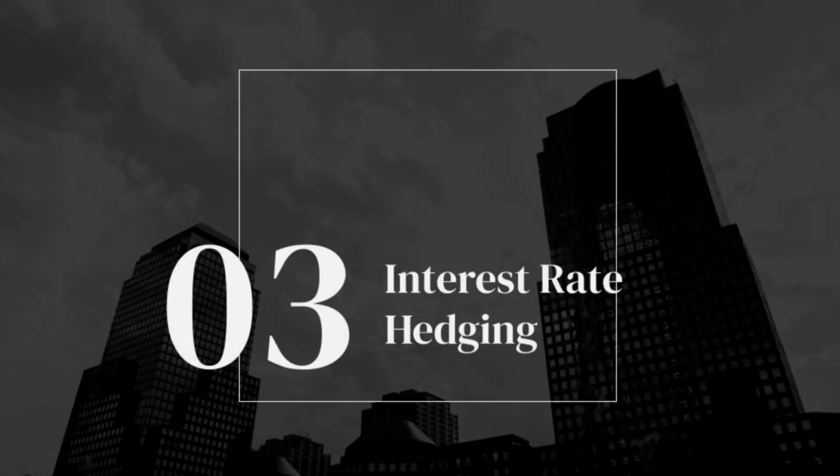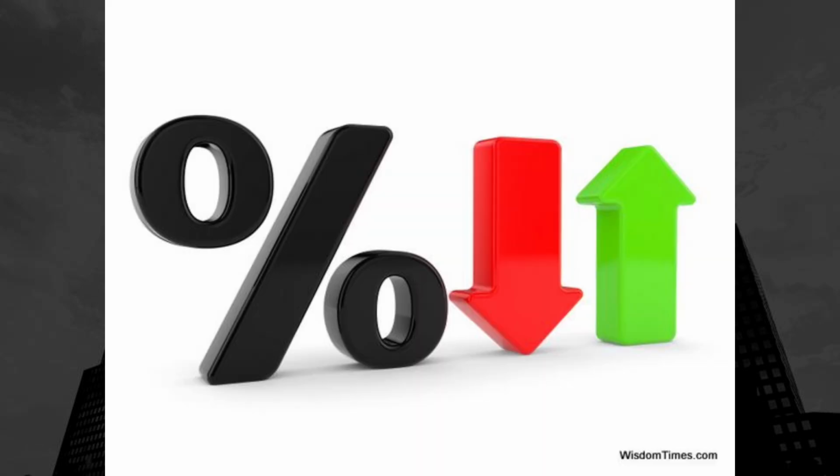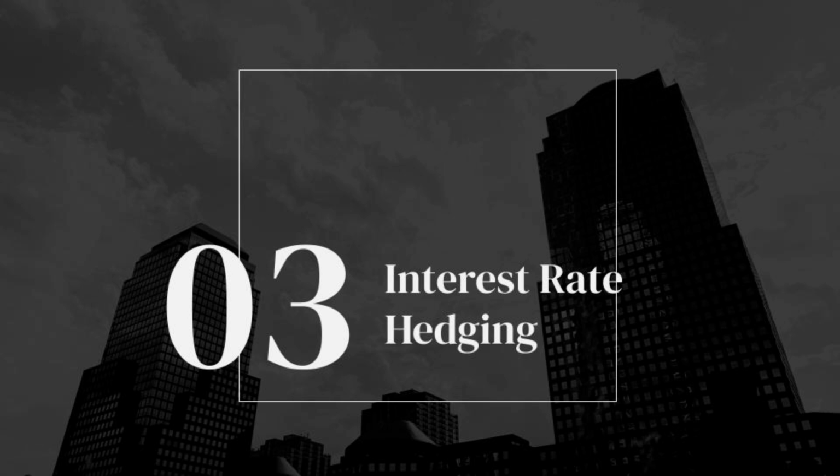Third would be interest rate hedging. Interest rate hedging helps companies manage the risk of changing interest rates. If a company has a variable rate loan, they can use an interest rate swap to convert it into a fixed rate loan. This gives them stability and better control over their future loan repayments.